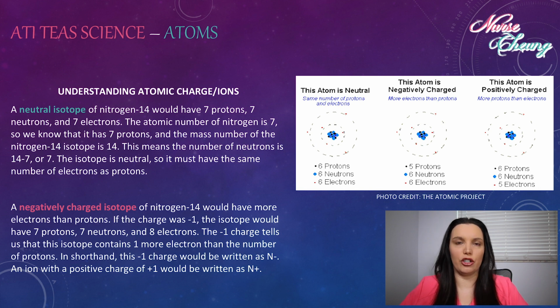A negatively charged isotope of nitrogen-14 would have more electrons than protons. If the charge is -1, the isotope would have 7 protons, 7 neutrons, and 8 electrons. The -1 charge tells us that the isotope contains 1 more electron than the number of protons. In shorthand, this -1 would be written as N-. An ion with a positive charge, or +1, would be written as N+.